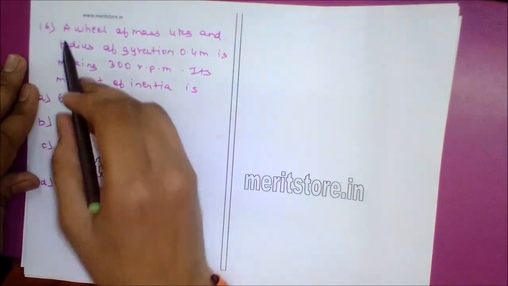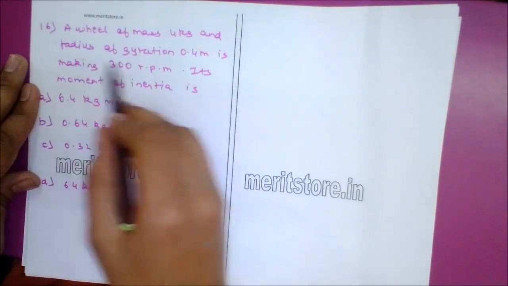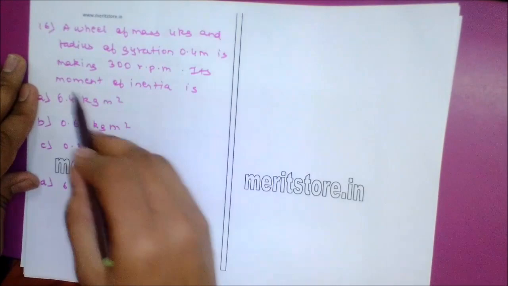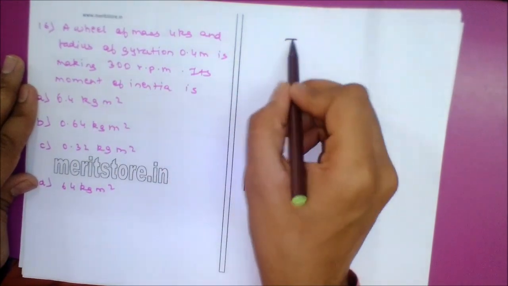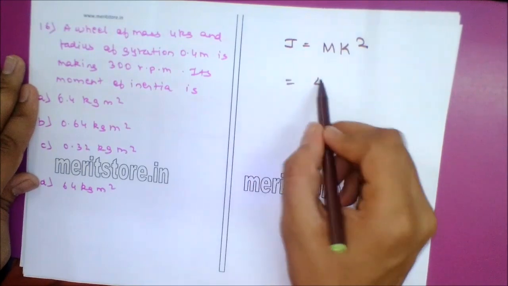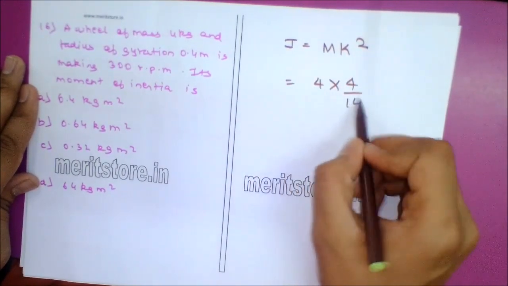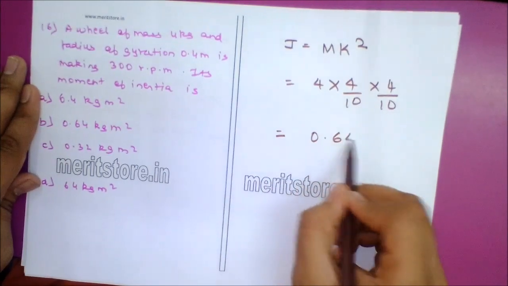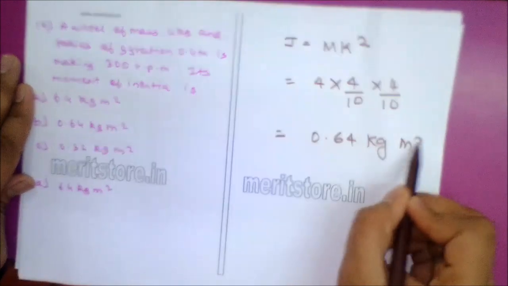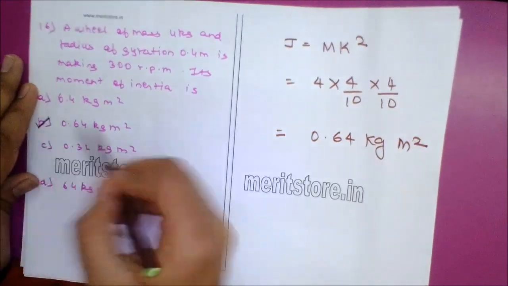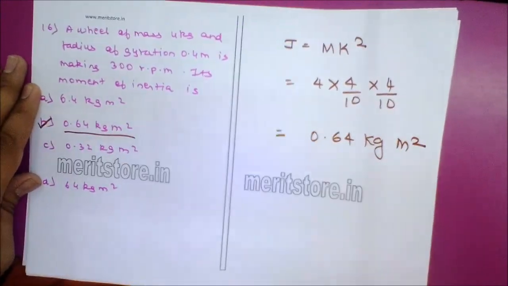Question 16. A wheel of mass 4 kg and radius of gyration 0.4 meter is making 300 revolutions per minute. Its moment of inertia is... So we know I is equal to mk square, which is equal to 4 into 4 by 10 into 4 by 10, which on solving we get 0.64 kg meter square. So 0.64 kg meter square, that is option B, is the correct answer.